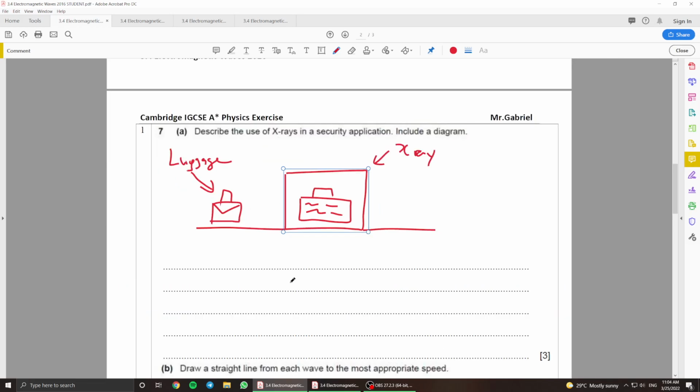Then after that you're supposed to describe what's the usage of it. You're going to say that airport security uses X-rays to check the insides of belongings of other passengers, right? So yeah, you can use this as your answer here, right?